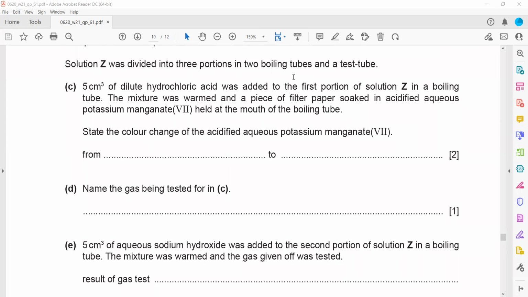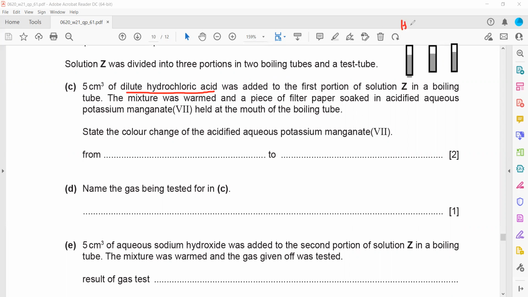Solution Z was divided into 3 test tubes. So we have 3 different test tubes which contain solution Z. And we already know it contains an ammonium ion and a sulfate ion. The 2 ions present in the solution are ammonium and sulfate. Five cm cube of dilute hydrochloric acid was added to solution Z.